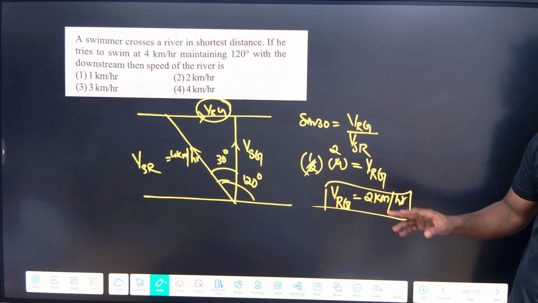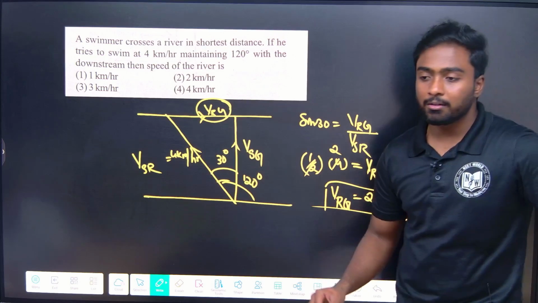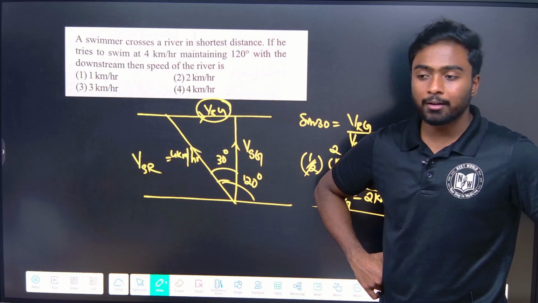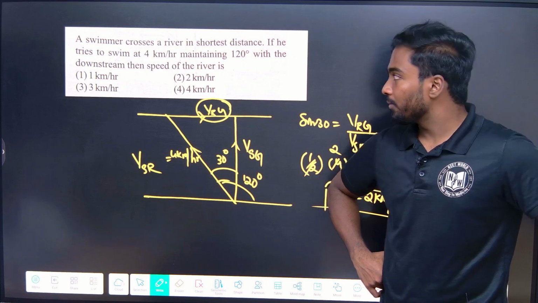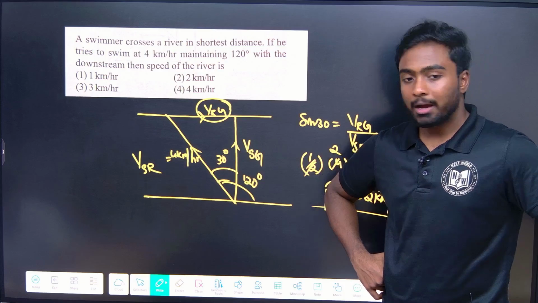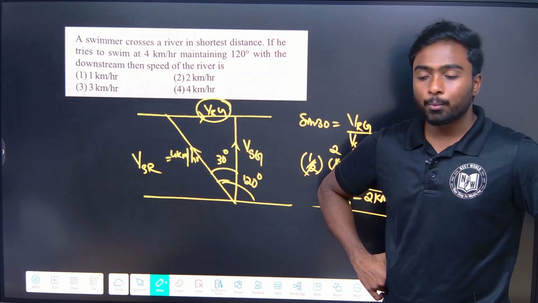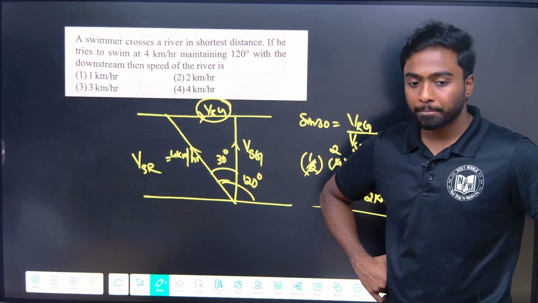We'll stop up to this and we'll see some more questions in relative motion in the next class, and we'll continue with the rain and man problems too. Once we start doing the problems now and the topic is completed, the motion in a plane chapter will be completed, and we'll see some more questions in that. Okay? Yeah, thank you.